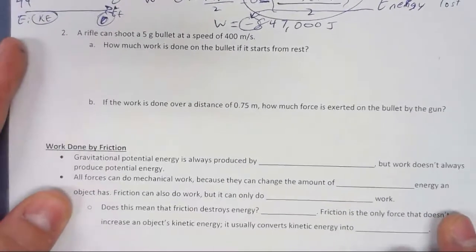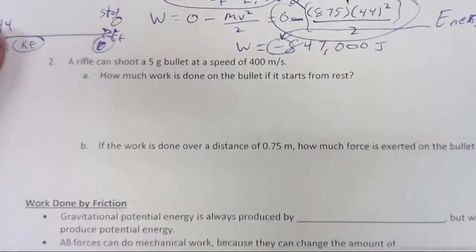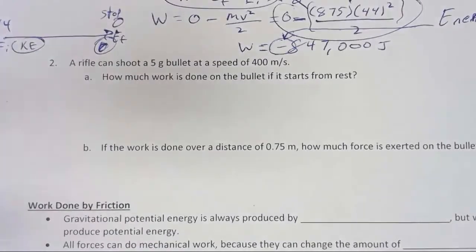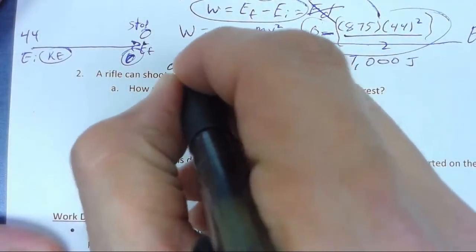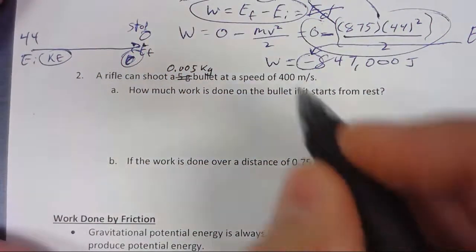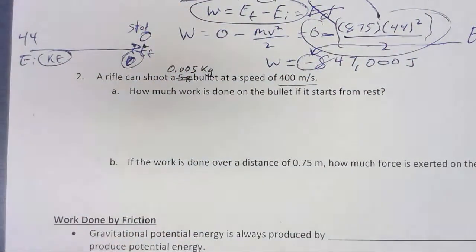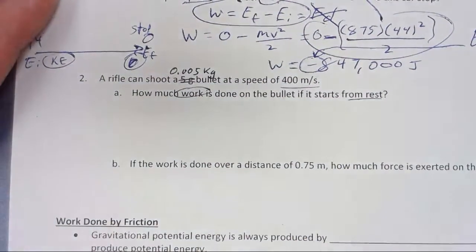Before we talk about that, let's go a little bit faster and talk about this problem with the rifle shooting a bullet. First thing we need to know about this bullet is we don't like masses in grams. We need to change it to kilograms, which is 0.005 kilograms. It shoots a bullet at a speed of 400 meters per second. How much work is done on the bullet if it starts from rest?